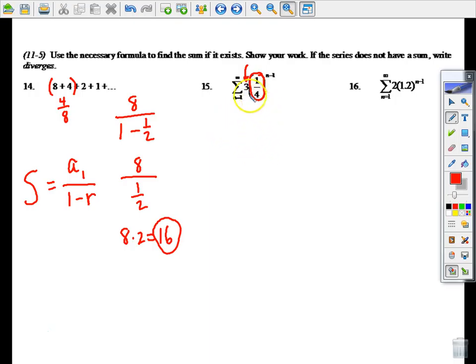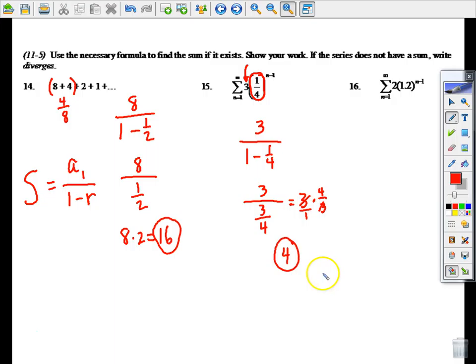So to get number 15, we're going to do the first term, 3, divided by 1 minus the ratio. Okay, that's 3 divided by 3/4. 1 minus 1/4 is 3/4. And dividing by 3/4 means multiplying by 4/3. And you can look at this two different ways. You could say 12 over 3, which is 4. Or if you just cancel these diagonal 3's, you would still get 4. So my answer for number 15 is 4.